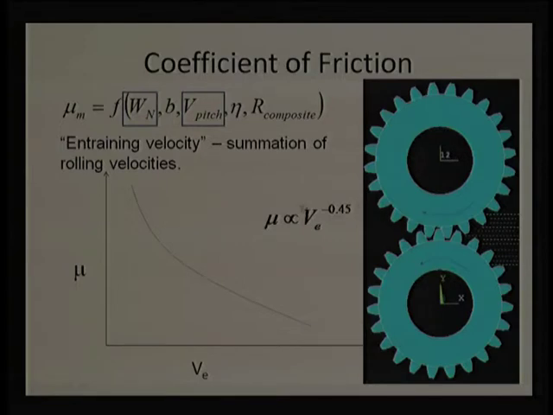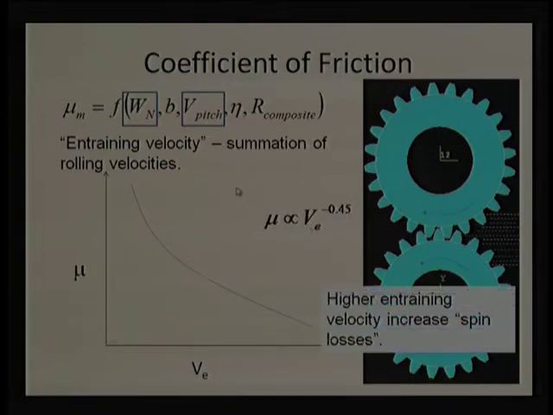And often this coefficient of friction is represented in terms of VE, using this relation. We say that mu is proportional to VE to the power minus 0.45, that is the inverse relation. You might say that this is advantageous. This figure shows that higher and higher VE gives better and better results for us, better and better efficiency. But this is what we are talking about regarding the load.